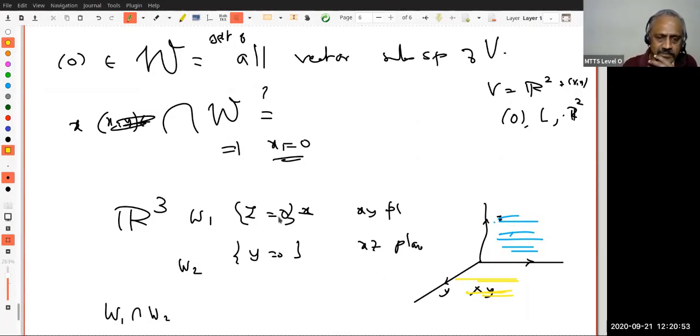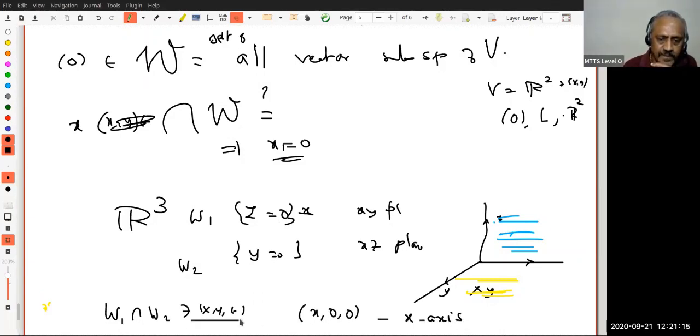See, if some (x, y, z) belongs to this, that means it belongs to W1, therefore z is 0. And it belongs to W2, therefore y is 0. Therefore it must be of the form (x, 0, 0). That is the x-axis. You understood that? Okay. Let's stop here.